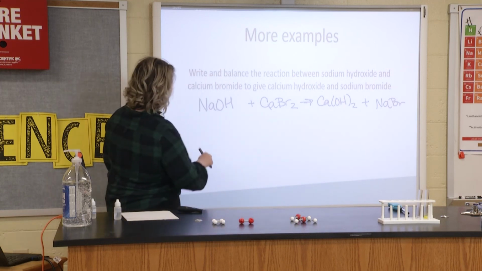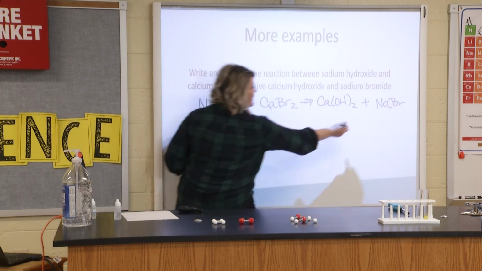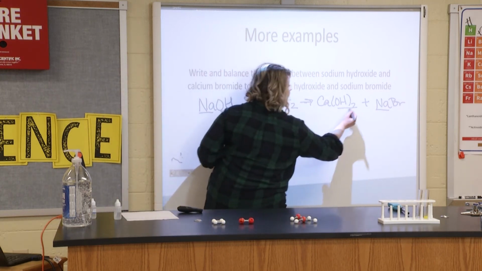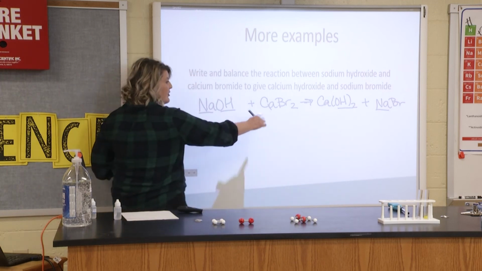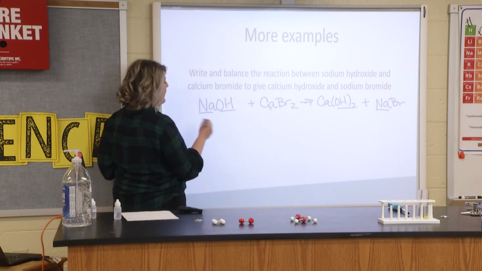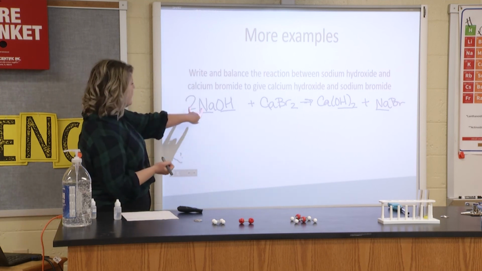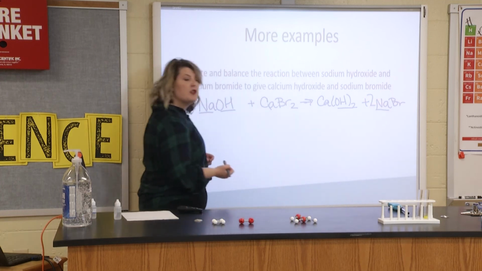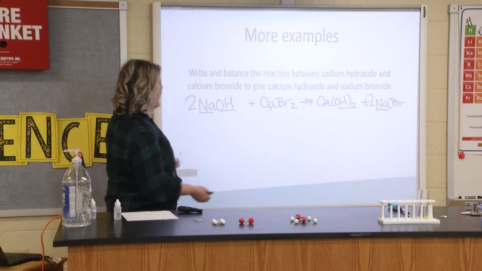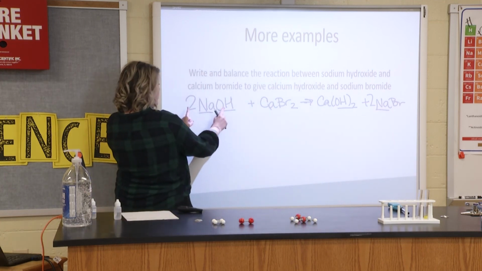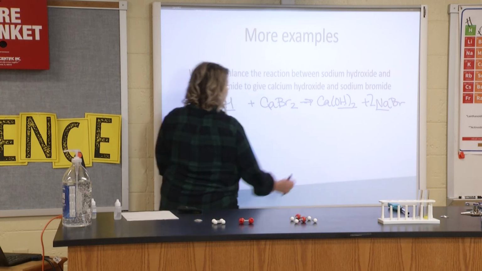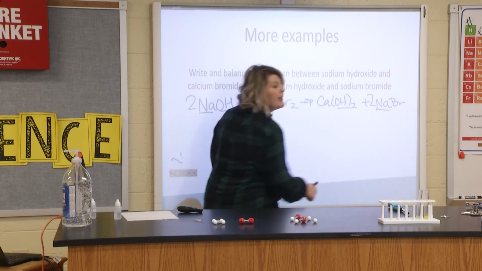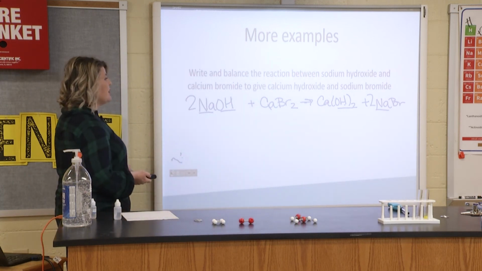So now we're going to look at these. I see here I have 1 Na. Here I have 1 Na. So we're good. Here I have 1 OH, but here I have 2 OHs. I can't change a 2 here because I can't change a subscript, so I'm going to put a 2 in front of it. That's going to give me 2 Nas, but here I only have 1. So I'm going to put a coefficient of a 2 in front of there. So I have 2 Nas, 2 Nas, 2 OHs, 2 OHs, 1 Ca, 1 Ca, 2 Brs, and 2 Brs. So you've balanced that chemical equation.